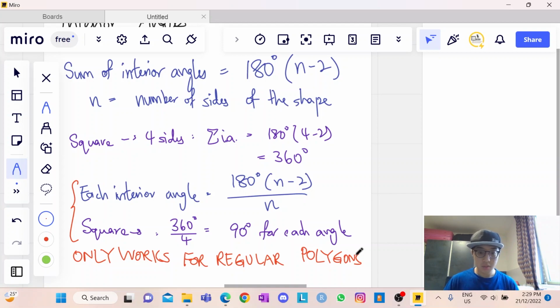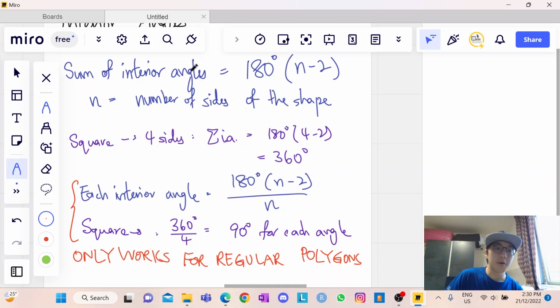All right, so regular means you need to have the same length for each side of the shape. So if you see a regular pentagon, then each angle will be 180 degrees multiplied by 5 minus 2, which is 3, which gives you 540 degrees for the total sum of interior angles, divided by 5, because 5 sides. Then you will get the angle for each corner of the regular pentagon. So you need to make sure that you see the word regular before using this formula.